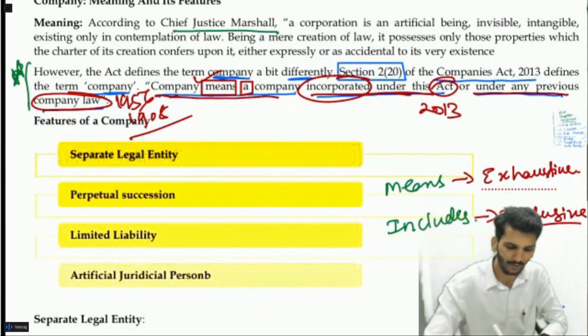Again, sir, we understood what is means and includes. Sir, is it important? No, you just remember the word means.